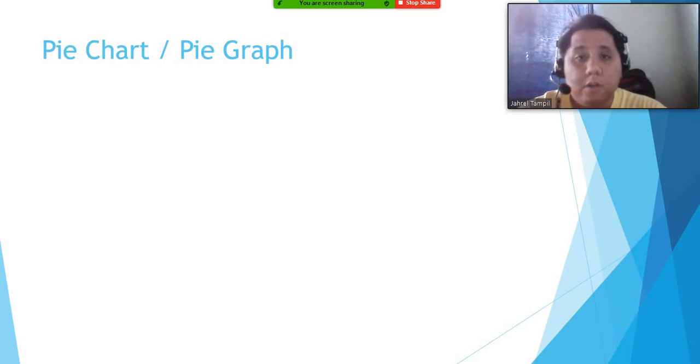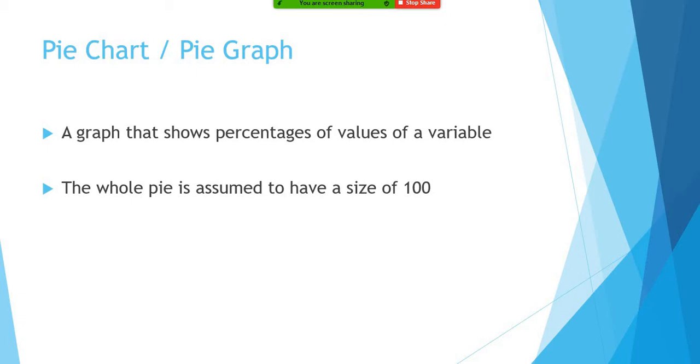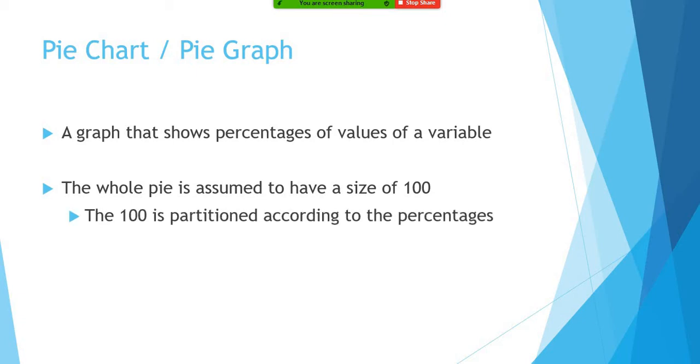In this video, we're going to look into another graph called the pie chart or the pie graph. A pie chart or a pie graph is a graph that shows percentages of values of a variable. The whole pie is assumed to have a size of 100 and the 100 is partitioned according to the percentages.